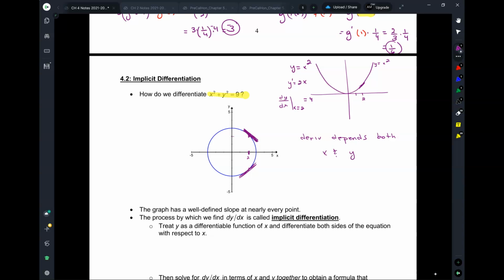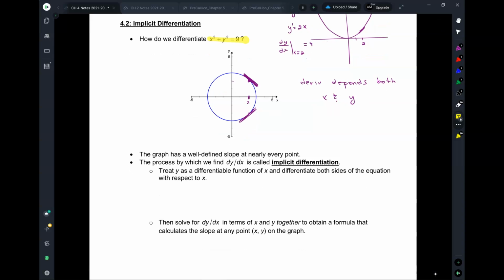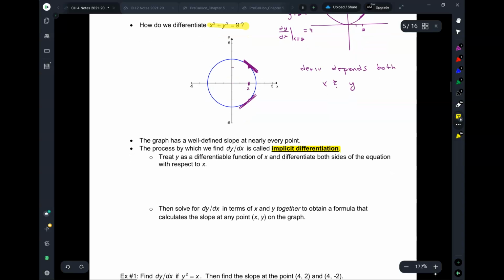So if I told you to find the derivative at x equals 2, I also have to give you the y value. I have to tell you, find the derivative at x equals 2, root 5, let's say. The way we find the derivative in a case like this is called implicit differentiation. And let's talk about what that name means.